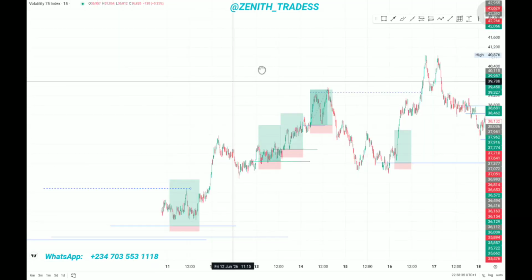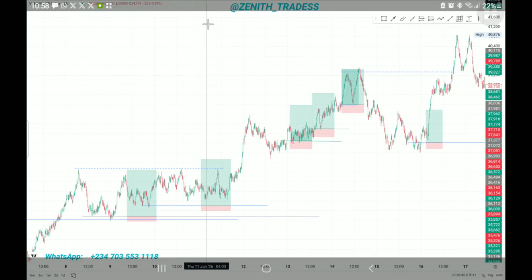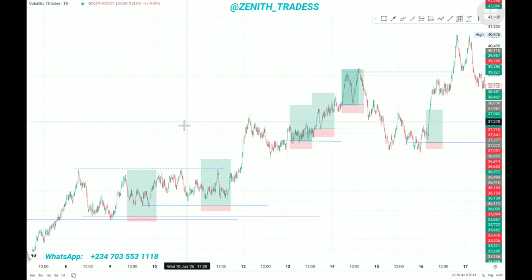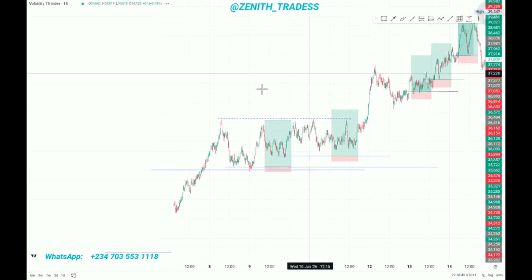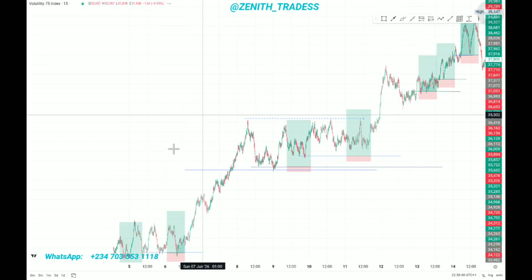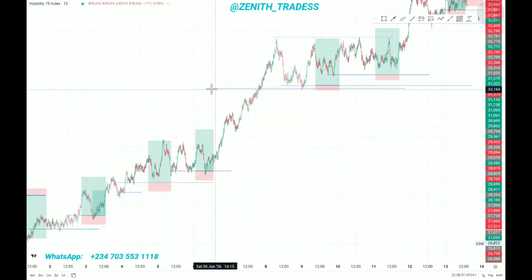So I can show you as many examples as possible, and you will see it yourself that these four expansion windows do a lot of magic if you really want to catch sniper entries with impulsive move.